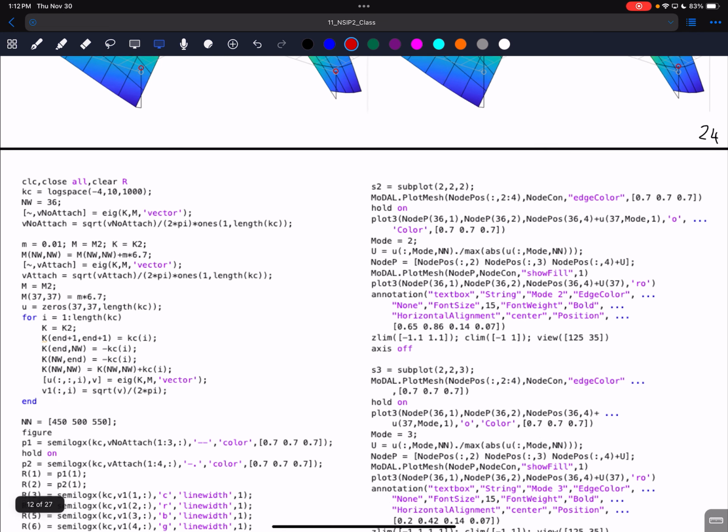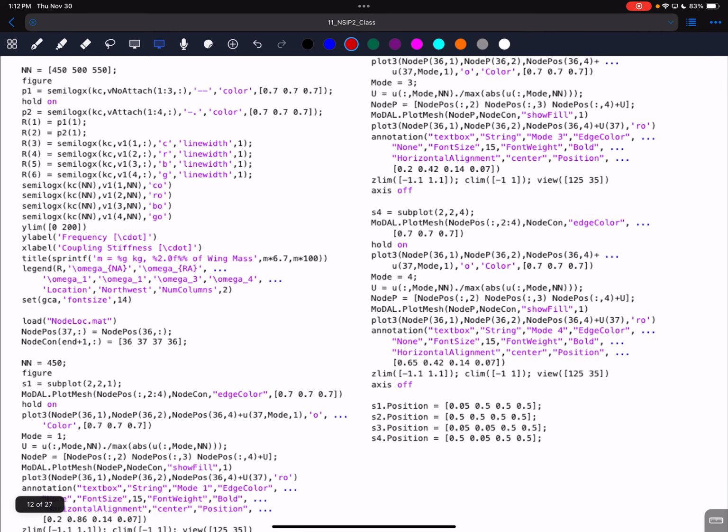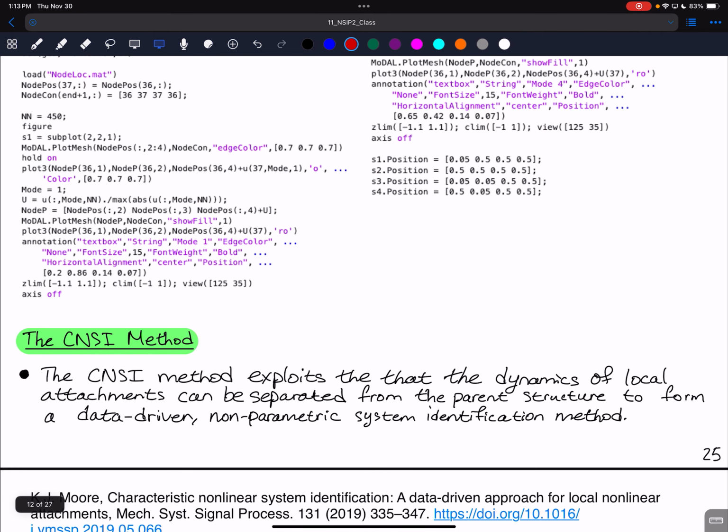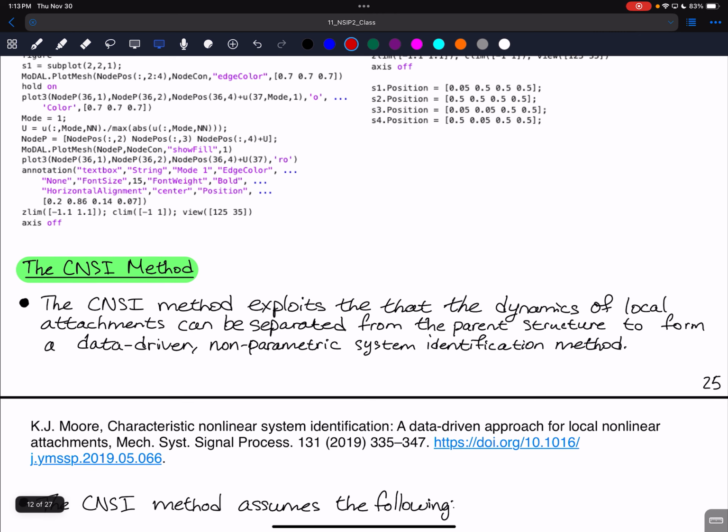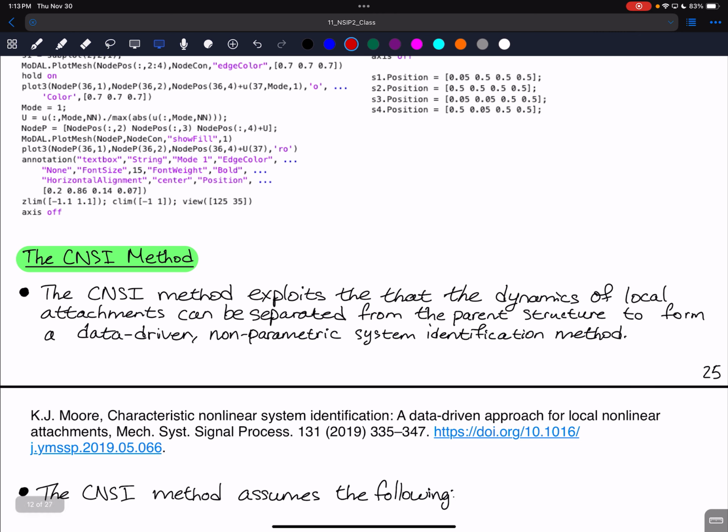All right, so the code that I used to plot these mode shapes is shown there. And then we're going to continue on to our discussion of the CNSI method. So the basic idea is that the CNSI will exploit the localness of this attachment, which in a sense allows us to separate the dynamics from the parent structure and then use that as a way to do some type of data-driven, non-parametric system identification. So the original citation is shown here. The homework problem you have on this topic is in this paper, so when you're working on it, you might want to read through and reference that.